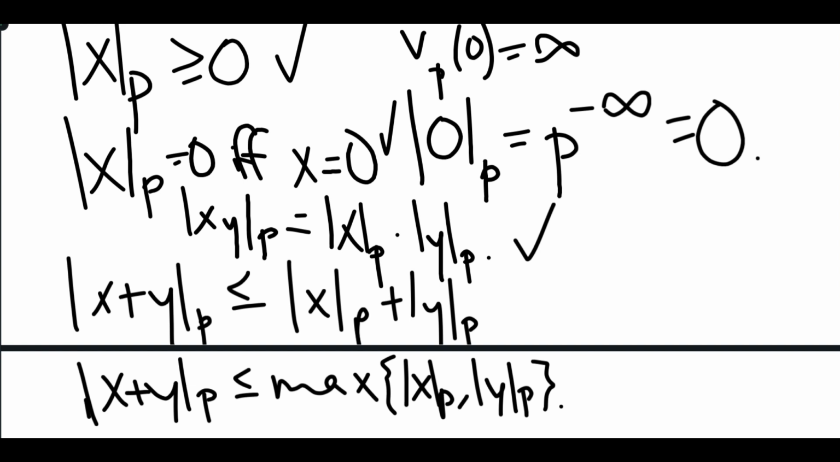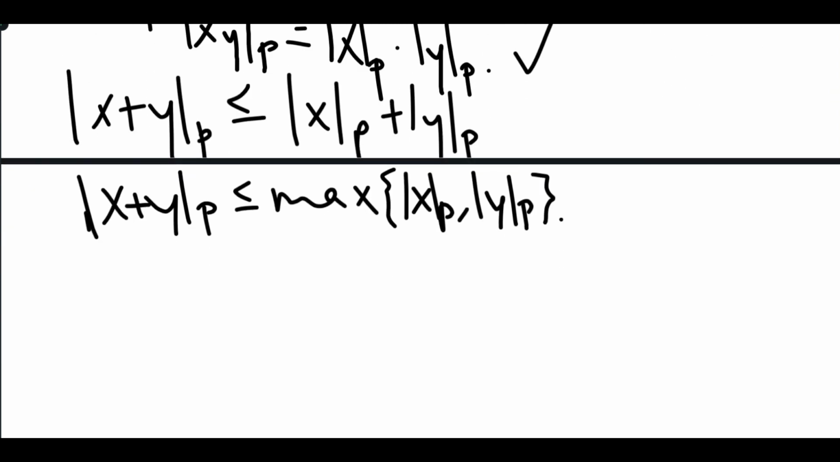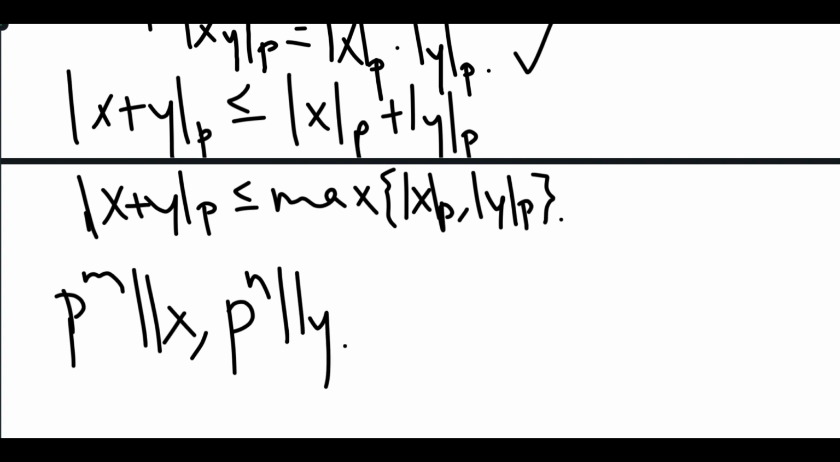So let's say p to the m fully divides x. This notation means fully divides, so that's the highest power of p dividing x, so the valuation of x is m. And let's say p to the n fully divides y. Then the right side is just comparing p to the minus m and p to the minus n, and we'll take the max of that.